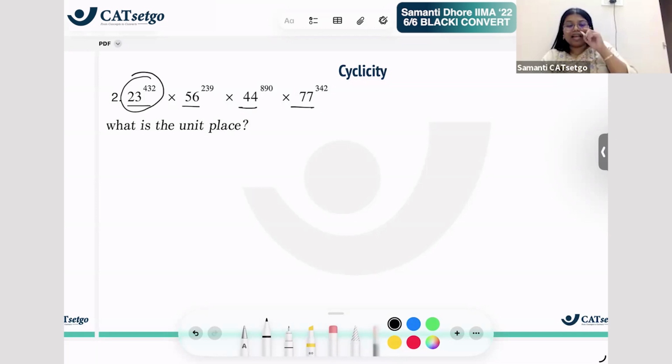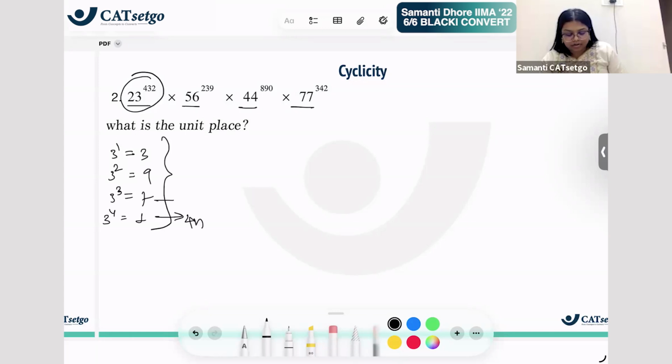We have 3. We know cyclicity of 3 is 4. 3 square is 9. 3 cube is 27. 3 raised to 4 is 1, like this. So for 4n, and this will be 4n plus 1, 4n plus 2, 4n plus 3. ऐसे होगा. अगर raised to power 432 है, तो 432 is also divisible by 4. So then इसका मतलब यहाँ पे यूनिट प्लेस कितना आएगा?